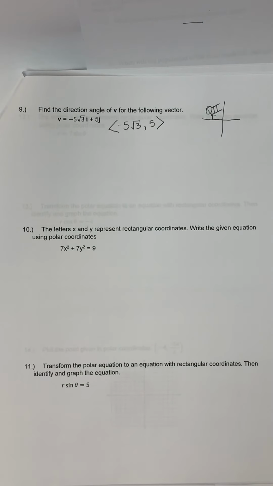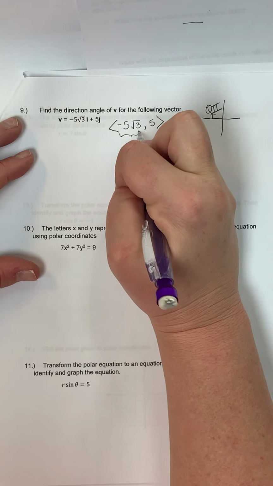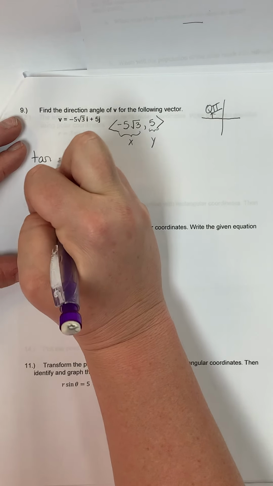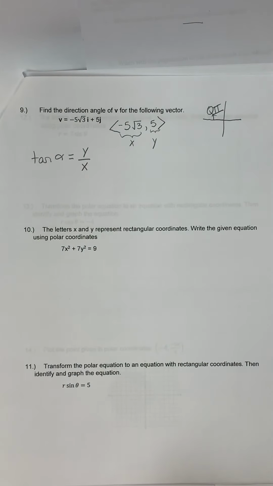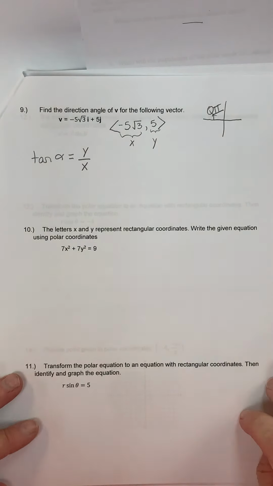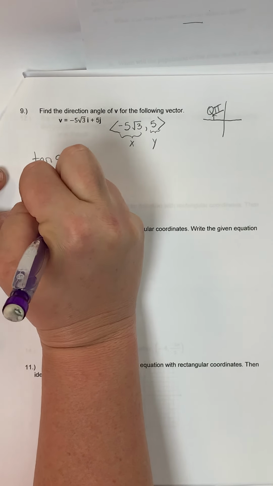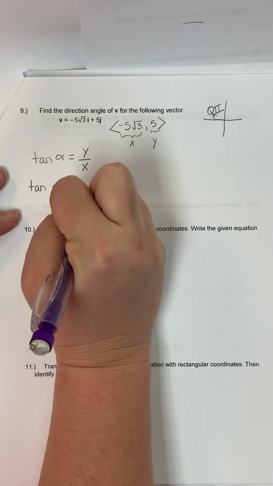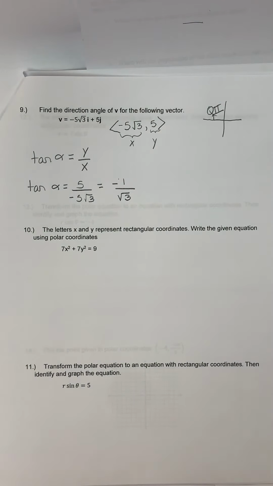That's helpful because when I go to find my angle, I want my angle to be in quadrant 2. This is my X, so to speak, and this is my Y. The angle that I want, they like to call it alpha, would be tan alpha equals Y over X. So my tan alpha is going to be 5 over negative 5 root of 3. If I reduce that, I get negative 1 over root of 3. I don't have to rationalize that. It's actually easier for me to just leave it for a minute.